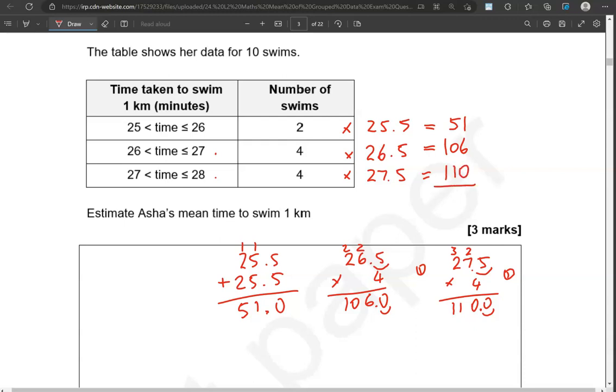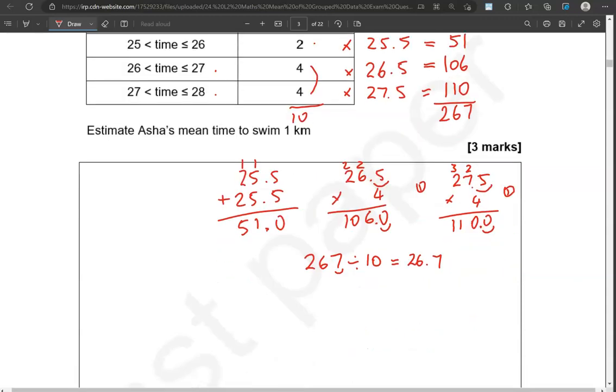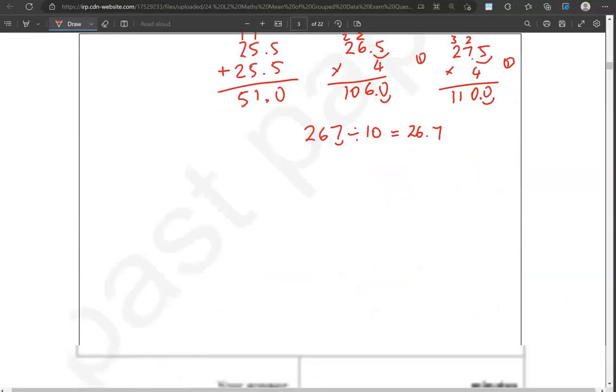Now we'll add all of these to work out the total. 1 and 6 is 7. 5 and 1 is 6. 1 and 1 is 2. So 267, which we're going to divide by how many there are. So 4 and 4 is 8, and the 2 is 10. So 267 divided by 10 is 26.7, moving the decimal point 1 place to the left to make the number 10 times smaller. So the answer is 26.7 minutes.